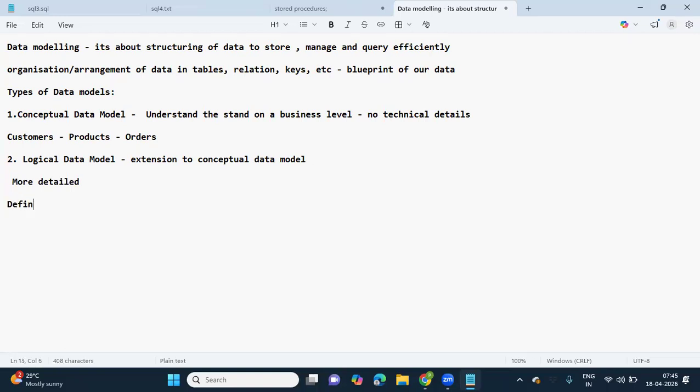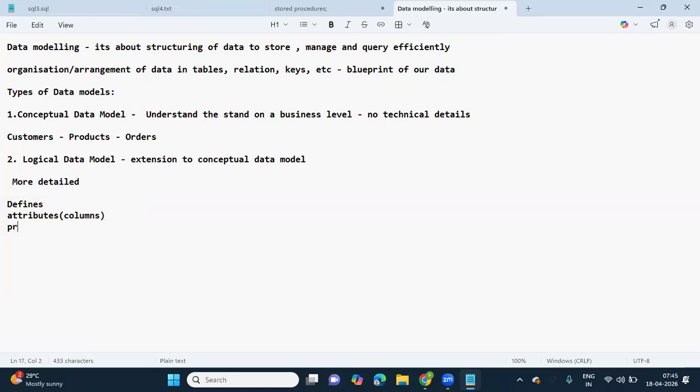and here we define attributes. Attributes are generally referred to as attributes or columns. So here we have to define which table should contain what columns. Maybe in the customers table, we are expecting customer ID, customer name, address, location, all of that. Similarly, for products and orders, what are the expected columns?